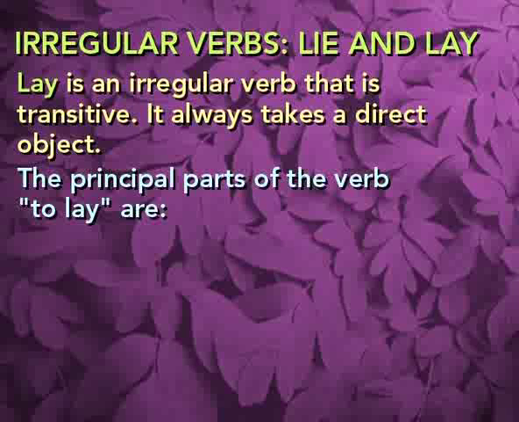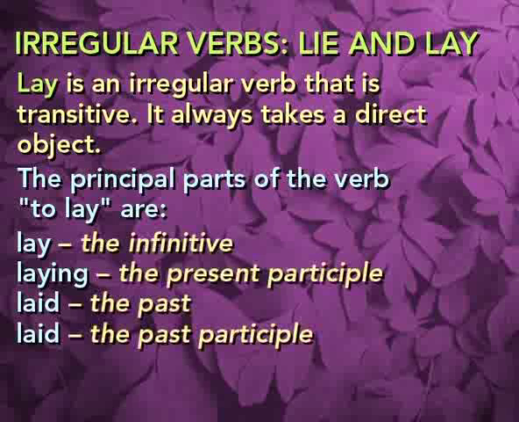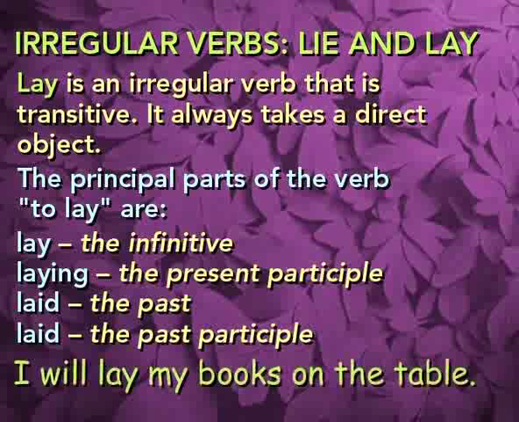Now, the principal parts of the verb to lay are lay, laying, laid, and laid. Notice that in the case of the verb to lay, the past and past participle happen to be the same. Laid and laid do not appear as principal parts of the verb to lie. Instead, lay and lain are the past and the past participle, respectively. So all these words which sound somewhat similar have very distinct meanings and distinct uses and need to be distinguished carefully. Take a look at this sentence.